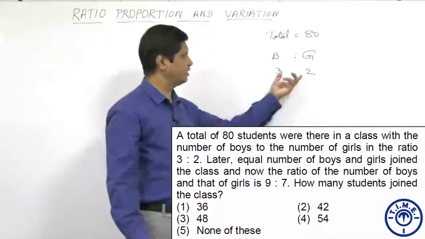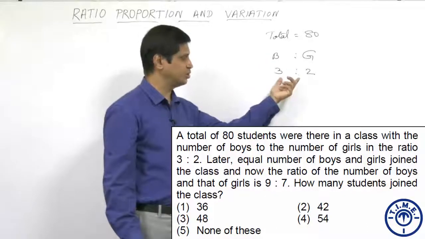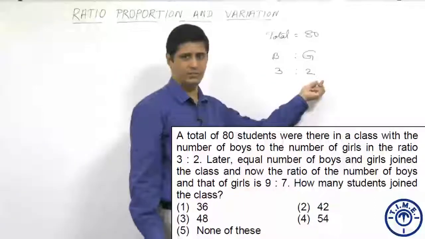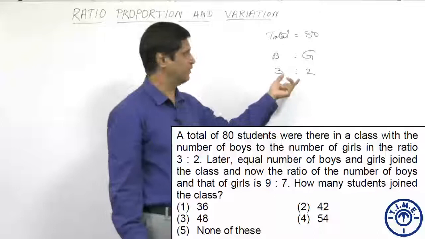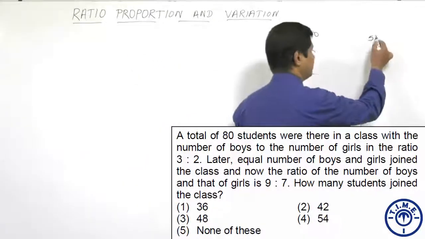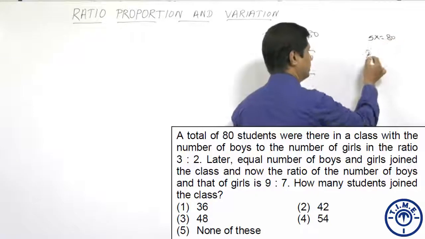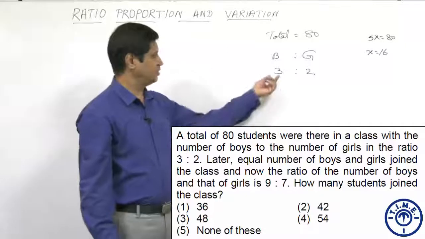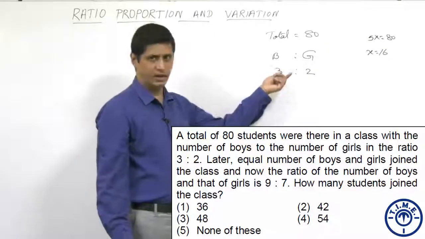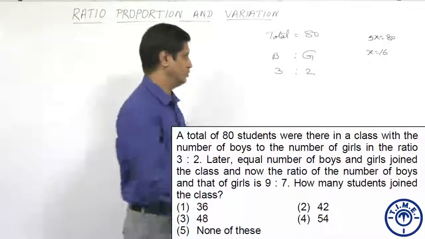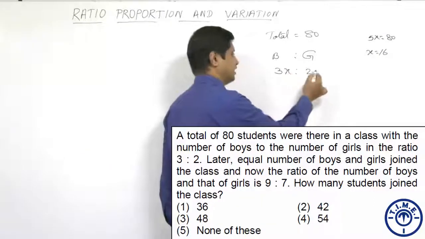Of course, we can divide this 80 based on this 3:2 in more than one way. For example, 3x and 2x. Total is 5x. 5x is equal to 80. 5x is equal to 80 means what is the x value? x is equal to 16. When x is equal to 16, 3 into 16 is 48, 2 into 16 is 32. Means it is 3x and 2x.